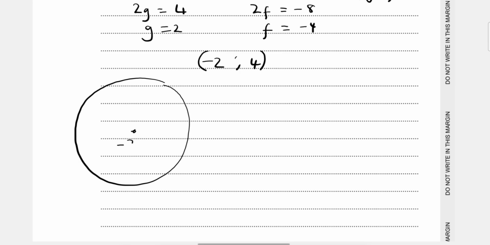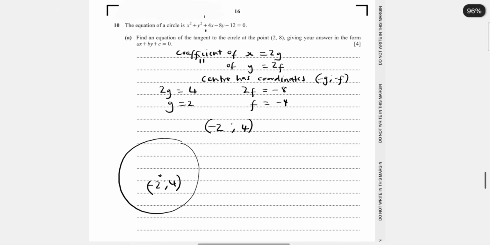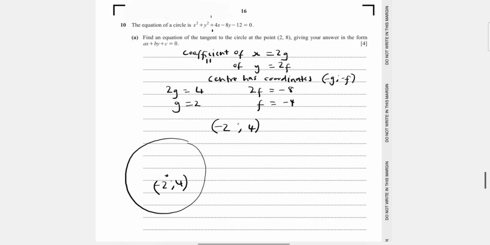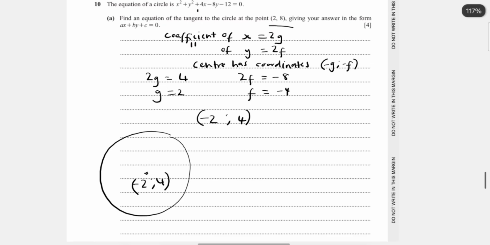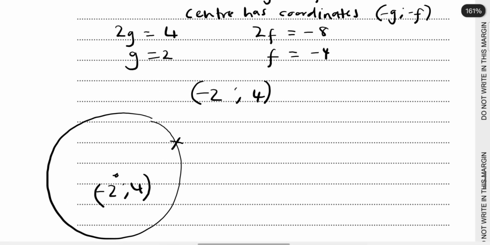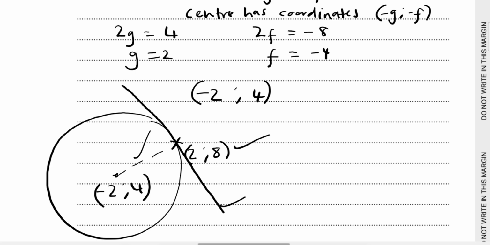We have a center at (minus 2, 4), like this. And we want the equation of the tangent at the point (2, 8). So let's assume that (2, 8) is here. Right, so we want the equation of this tangent right here. So first we're going to get the gradient of this radius, which will help us get the gradient of this. Then we use this point to make that equation.